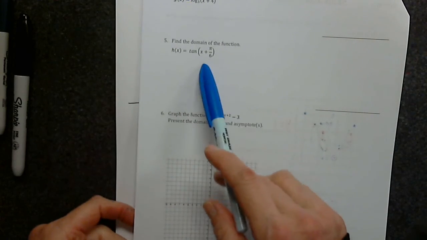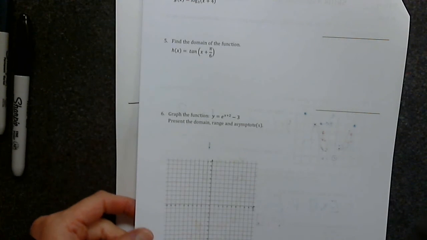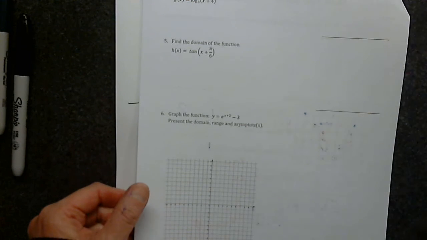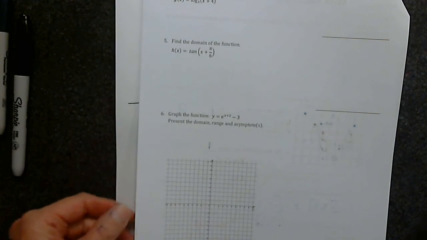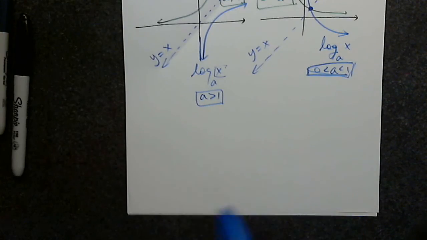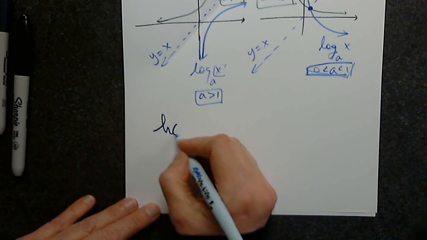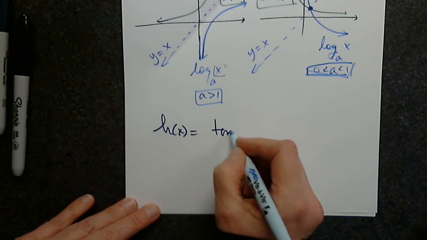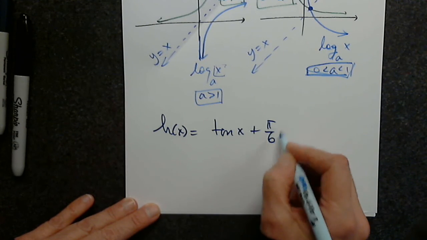Find the domain of the following function. Yes or no? Yes? Yeah. Okay. So we have h of x equals tangent of x plus pi over 6.